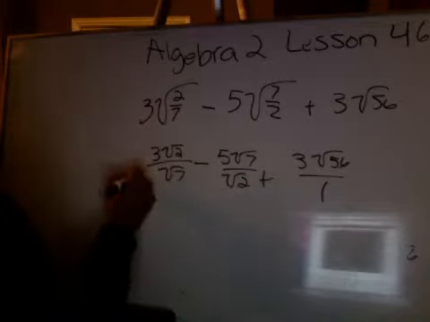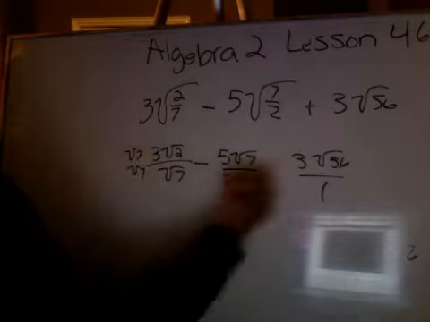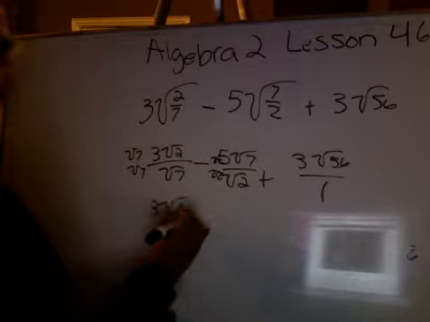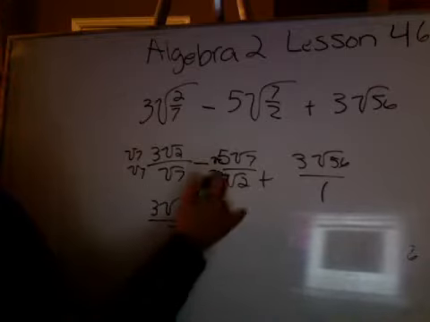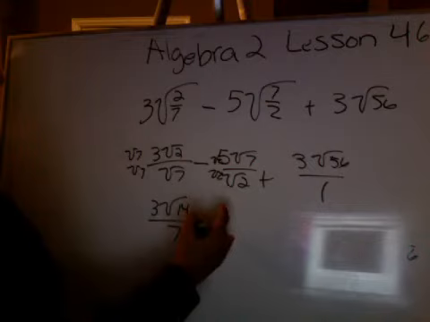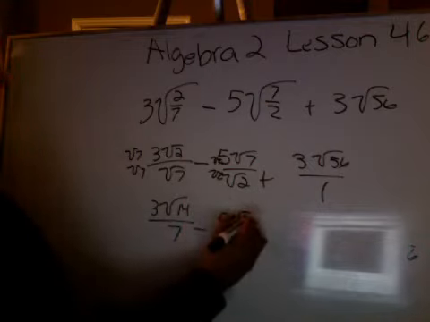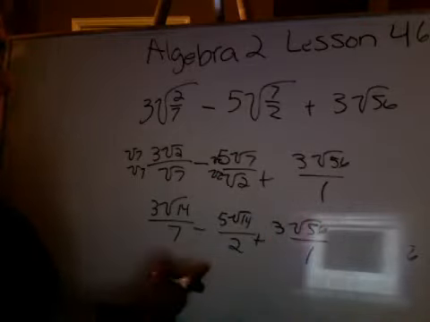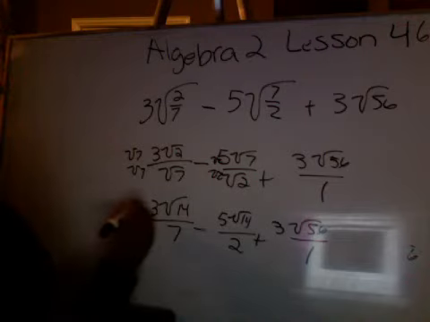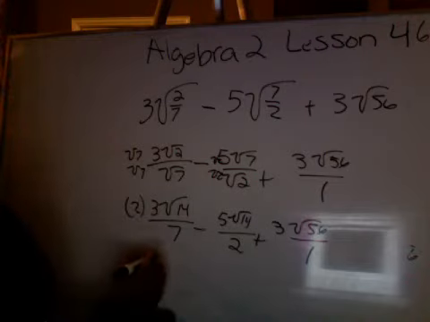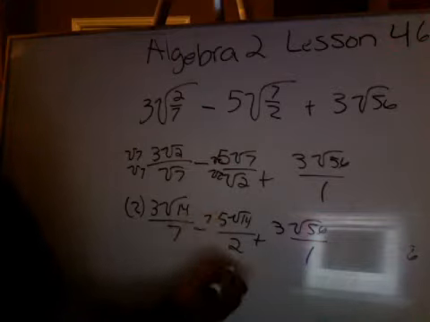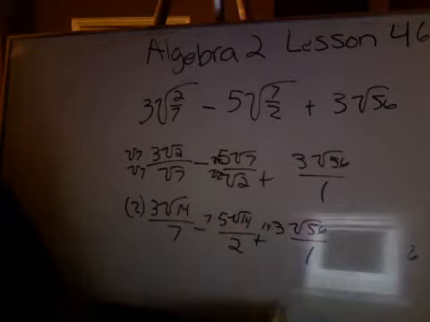Alright, so now we want to rationalize the denominators. So we get 3 square root of 14 over 7 minus 5 square root of 14 over 2 plus 3 square root of 56 over 1. We got to get a common denominator, which is 14. So I'm going to multiply this times 2 and this times 7 and this times 14.